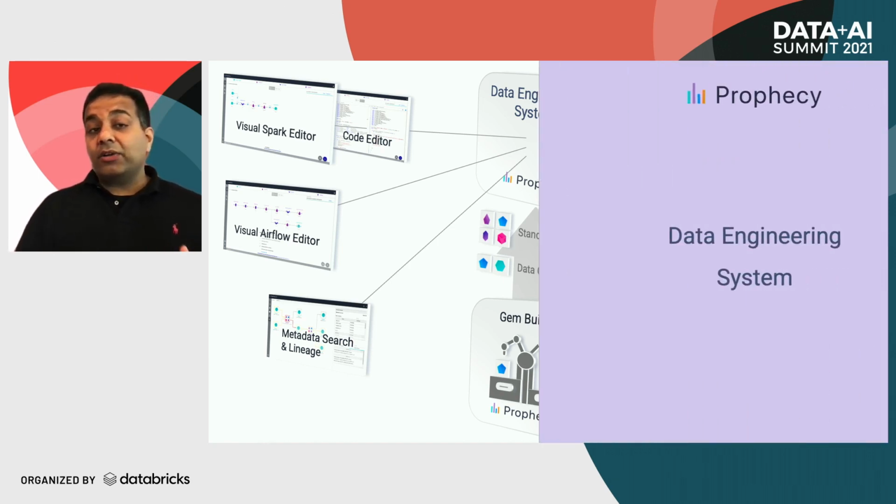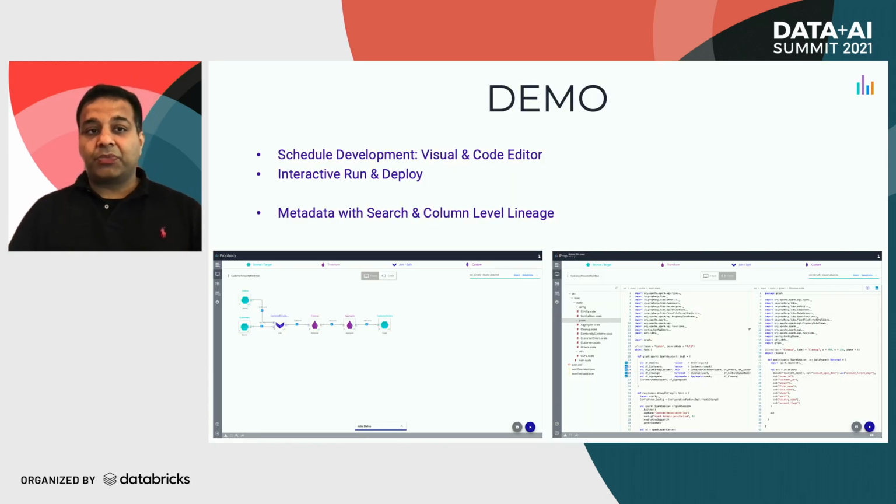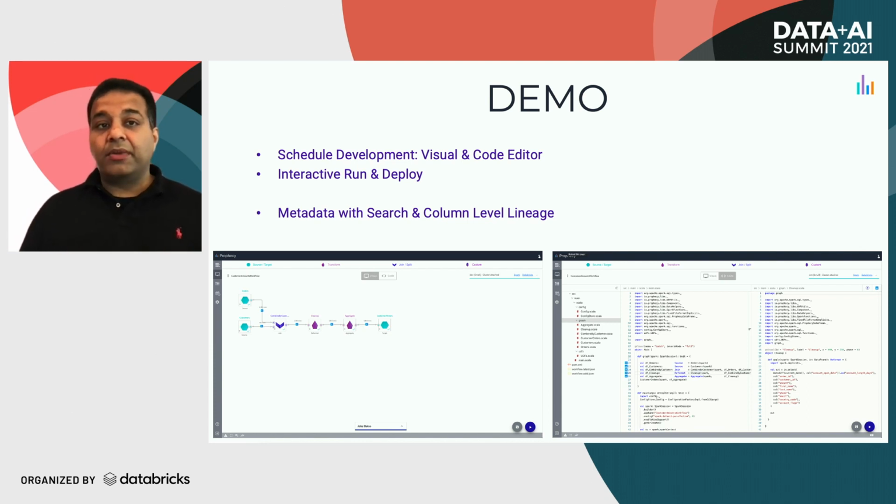If you don't want to worry about any of these details and you just want to use a simple low-code system, you can do that and make yourself more productive. With that, let's move on to the demo. In the demo, we'll talk about schedule development, low-code Airflow development, where you'll use drag and drop to build Airflow workflows, then run them interactively and deploy them to Airflow for production. Also, we will do a demo of search and column-level lineage at the end.